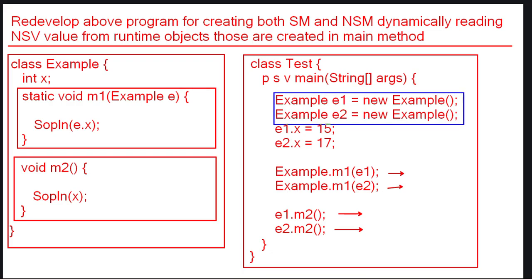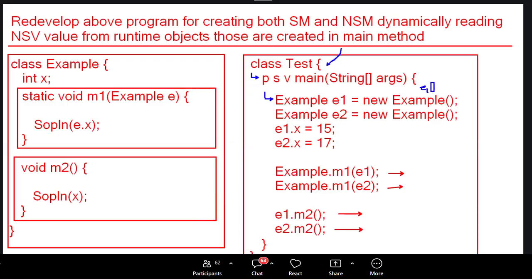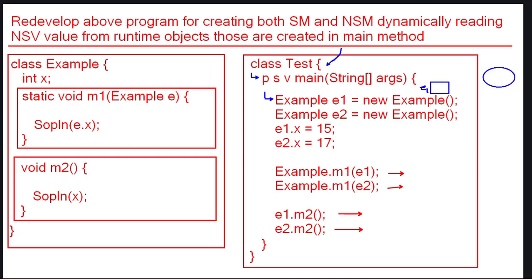Everyone completed these 2 lines? Help me to write. First, which class is loaded into the JVM? The main test class, because you run java Test. There are 2 classes, 2 Java files. You compile the test class and execute the test class. Then go to the main method. Inside main, Example e1 equal to new Example. Then what happened? The e1 variable memory is created, and then the object is created with reference 1010. Then the x variable memory is created with value 0. 1010 is stored in e1.